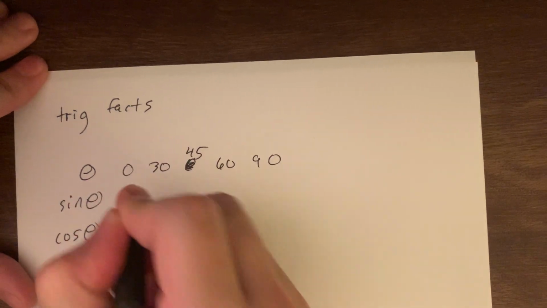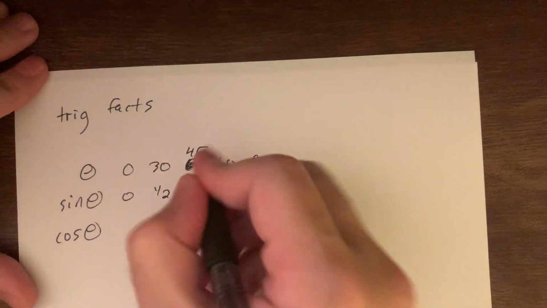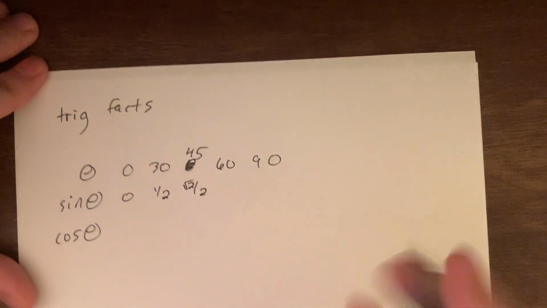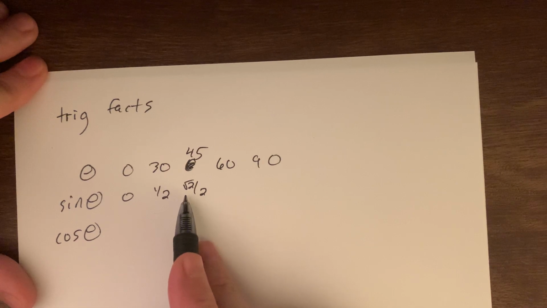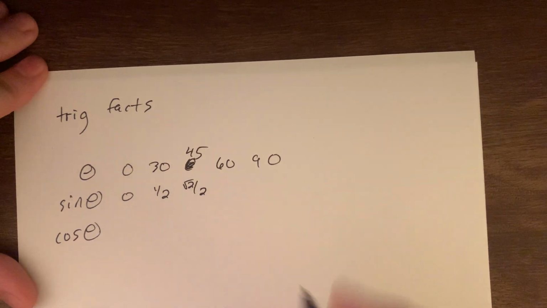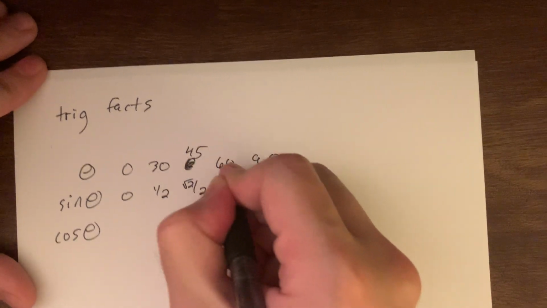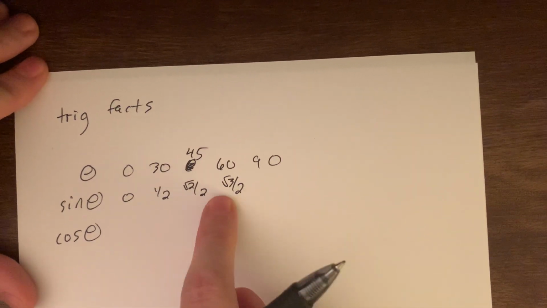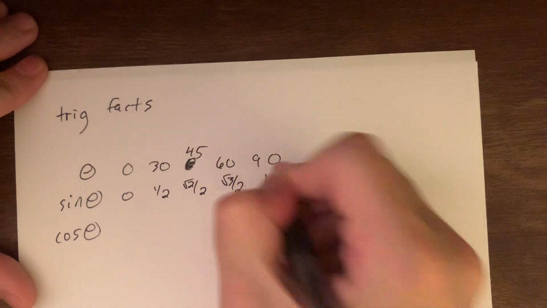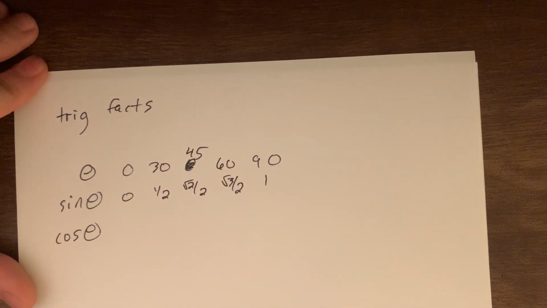Sine of 0 is 0. Sine of 30 is 1/2. Sine of 45 is the square root of 2 over 2. The square root is just on the numerator, just on the top, not over the whole thing. 60 degrees, sine is radical 3 over 2. Same thing, the square root is just on the top. And then at 90, sine is 1.